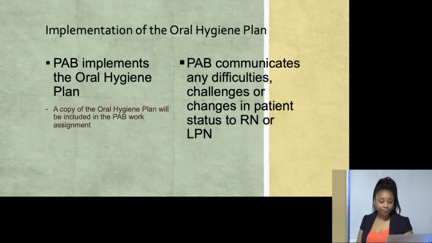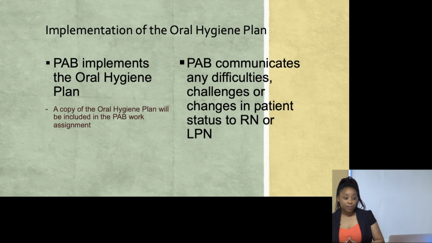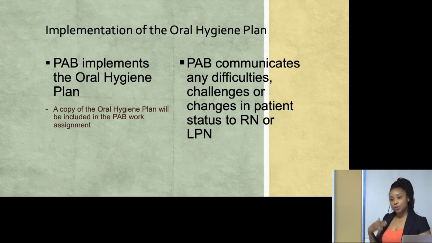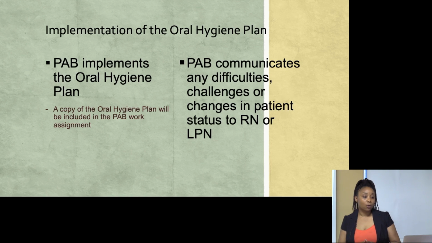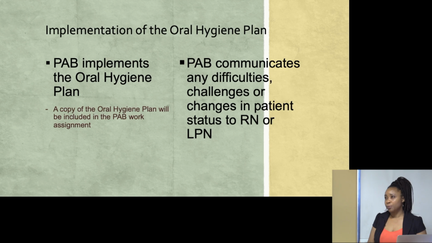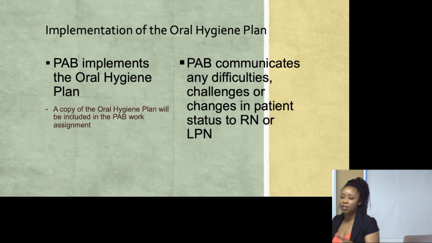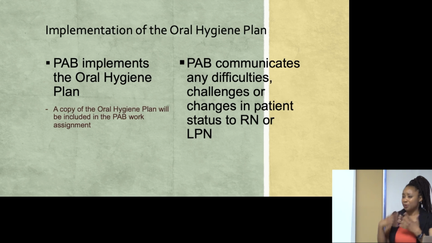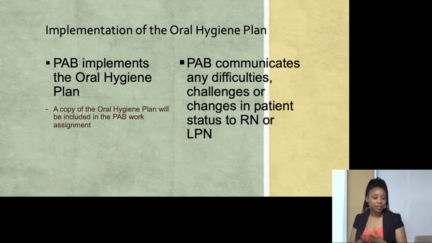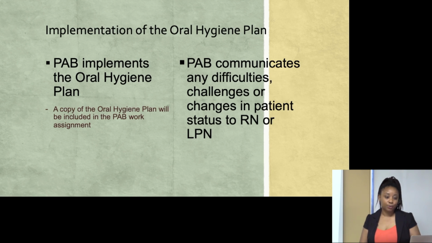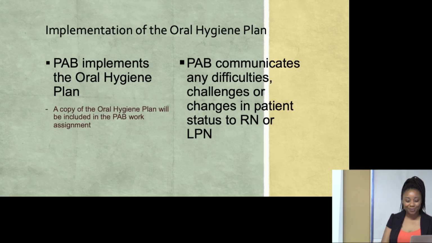So as we can see, the PAB would then implement the oral hygiene care plan that would have been communicated by the RN. It is the PAB's responsibility to communicate with the RN or the LPN whatever changes or difficulties they face while performing the oral hygiene care plan. Such difficulties could be maybe a patient who seems not to be able to withhold from sucking on the sponge, and they're actually sucking onto it, and they're at high risk for maybe aspiration at that point. So such things should be communicated to the RN, who will then speak to maybe the SLP and further evaluate the patient.